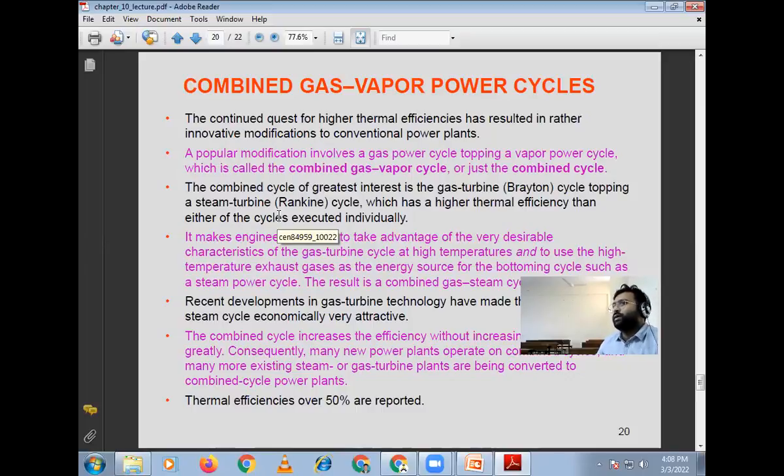Okay, so whatever we learned in this chapter was related to the Rankine cycle. Rankine cycle is for only steam. Then there are other power cycles which are called gas power cycles. In that case, only air is used as the working medium.